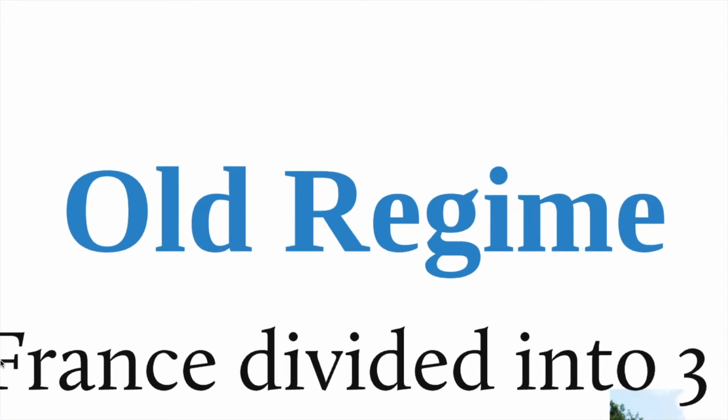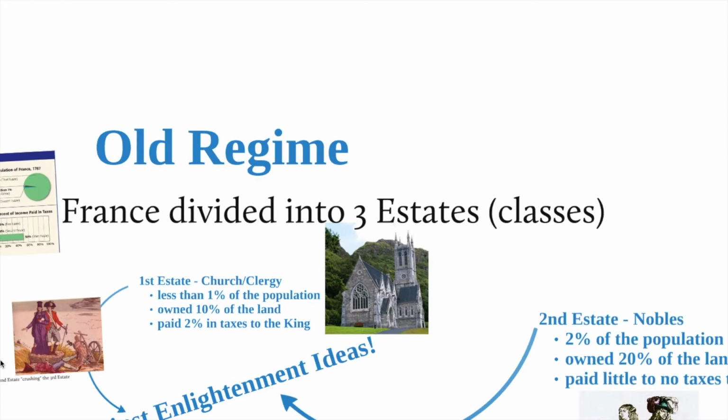Now, very important that we understand this part of French society. French society was divided up into what were called estates, and this was known as the Old Regime, and this is going back hundreds and hundreds and hundreds of years. And basically, the Old Regime meant that France was divided into three estates or three classes. And if you were born into these estates, that's where you were going to live your life for the most part, and that's where you were going to die for the most part.